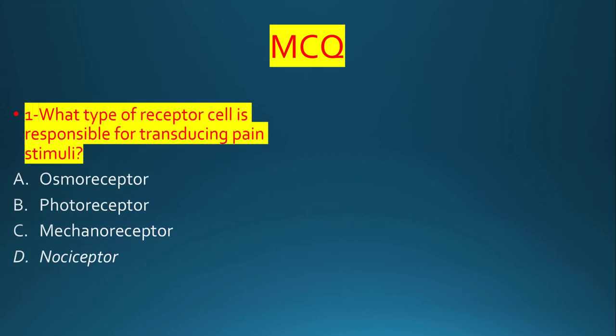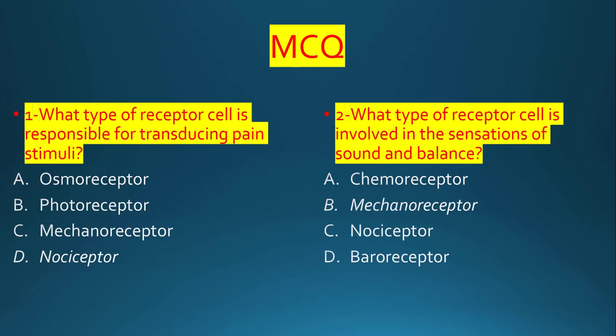As the system is changed from long essay questions to MCQs, I have decided to add some MCQs to my lectures, and in this lecture there are 2 MCQs. The first MCQ is, what type of receptor cell is responsible for transduction of pain stimuli? These are the 4 options. Please write the answer in the comments. MCQ 2 is, what type of receptor cell is involved in the sensation of sound and balance? Write the answer in your comments on the lecture.